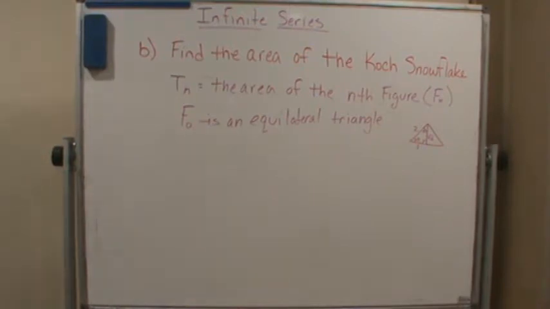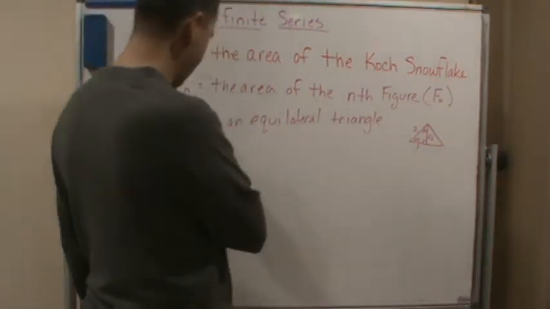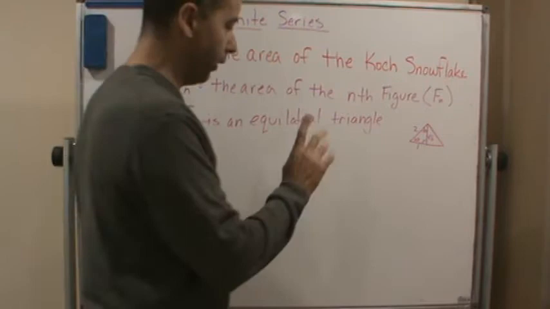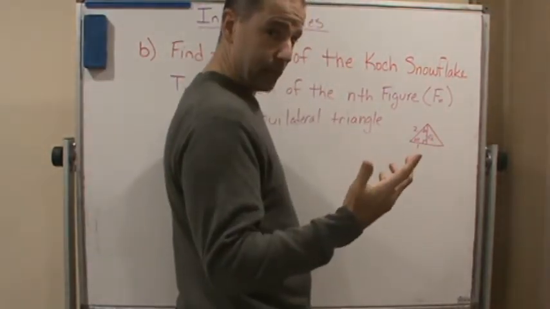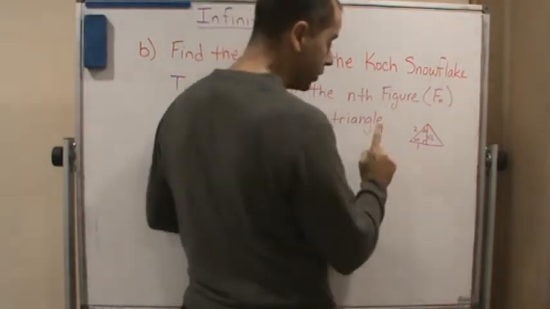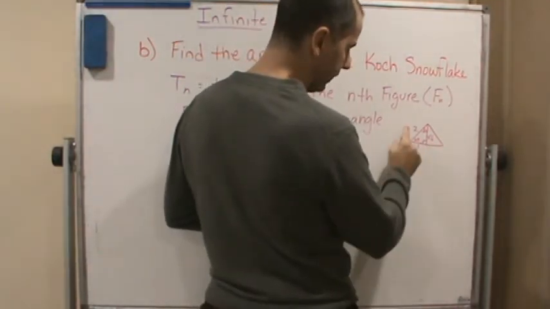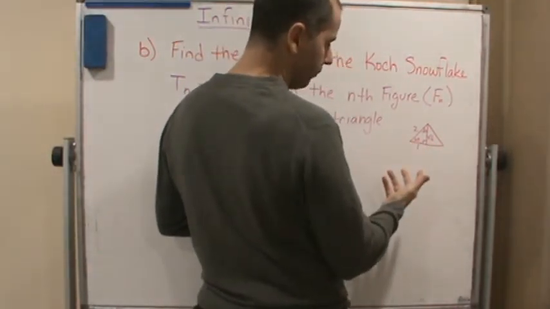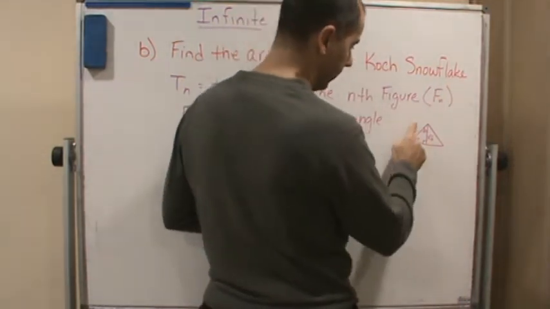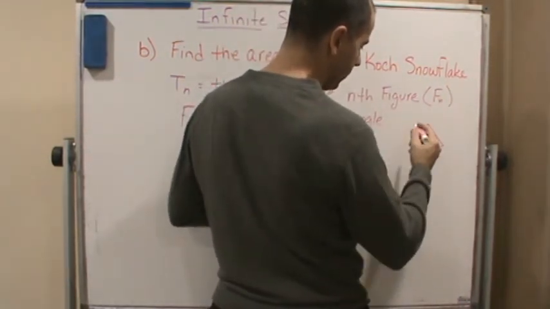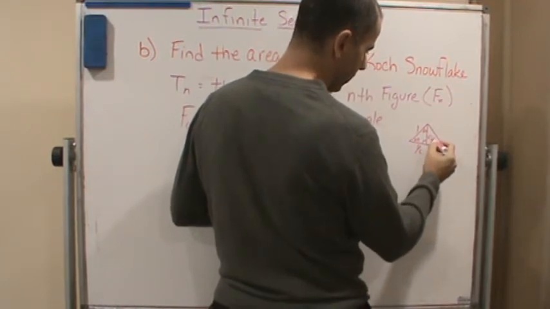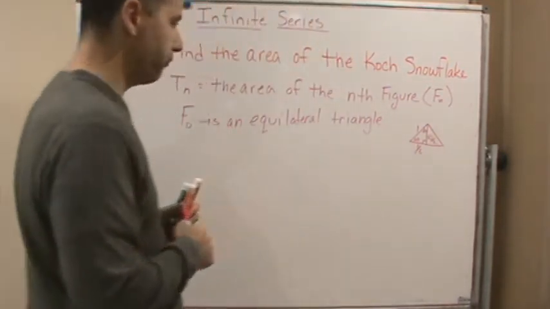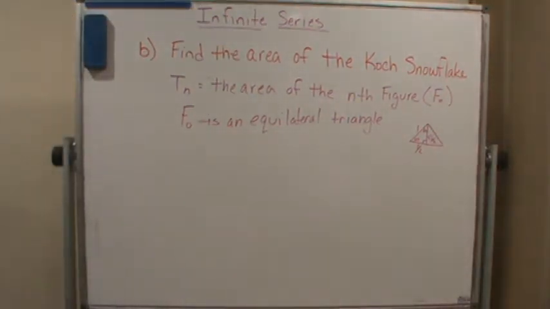Well, if f0 is an equilateral triangle, we already know that the length of each side is 1, which means that all of these are going to be divided by 2. Okay, so that means this is going to be 1, this is going to be 1/2, and this is going to be the square root of 3 over 2. Okay, right?